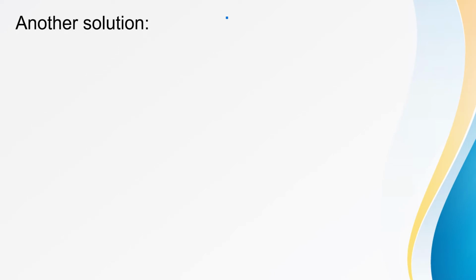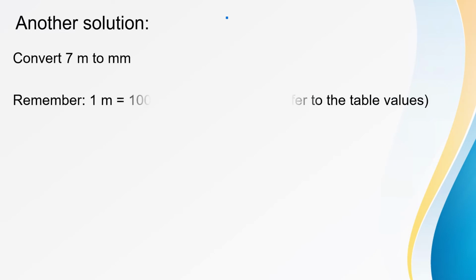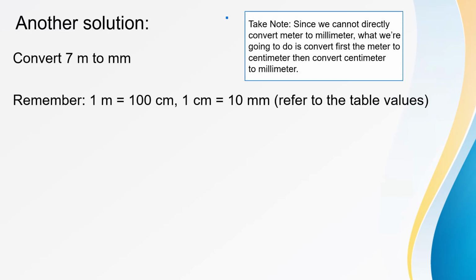For another solution, the same problem, convert 7 meters to millimeters. Since we cannot directly convert meter to millimeter, what we're going to do is convert first the meter to centimeter, then convert centimeter to millimeter. Remember, 1 meter is equal to 100 centimeters, 1 centimeter is equal to 10 millimeters. Solution, change the given to fraction.